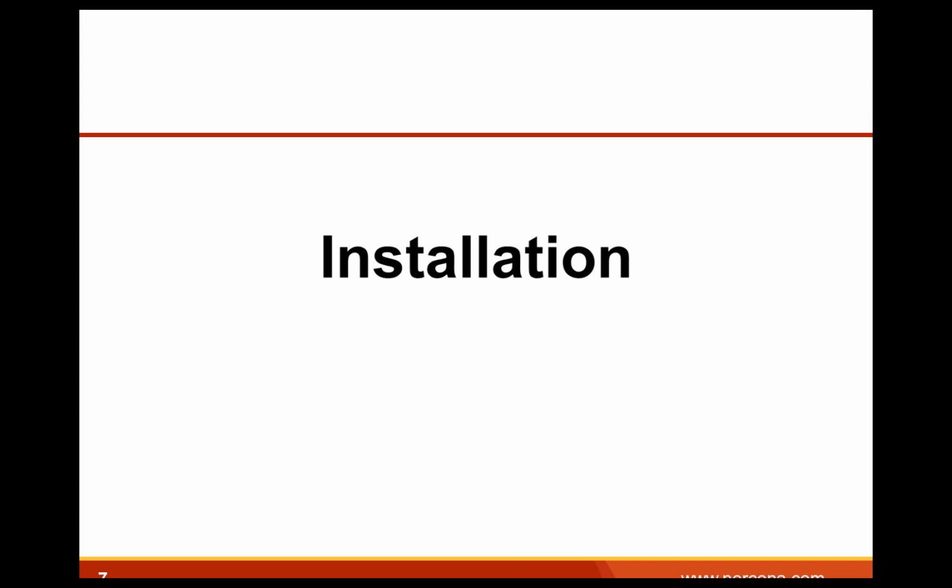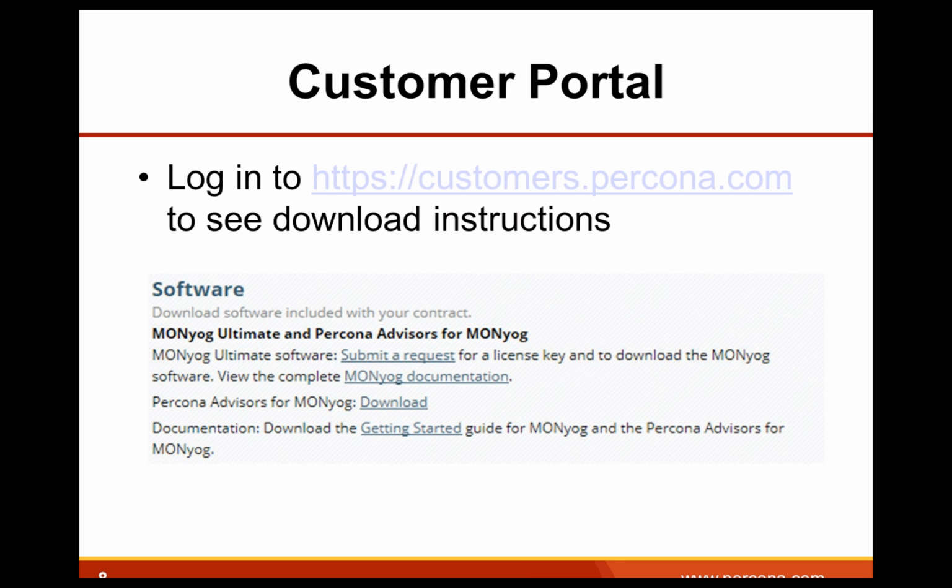Let's go through their installation process briefly. Now, our customers, when you log into customers.percona.com, you will see the download instructions. You essentially would be able to get the license for MONyog, the software, for which you will get the download links as well as the license key.